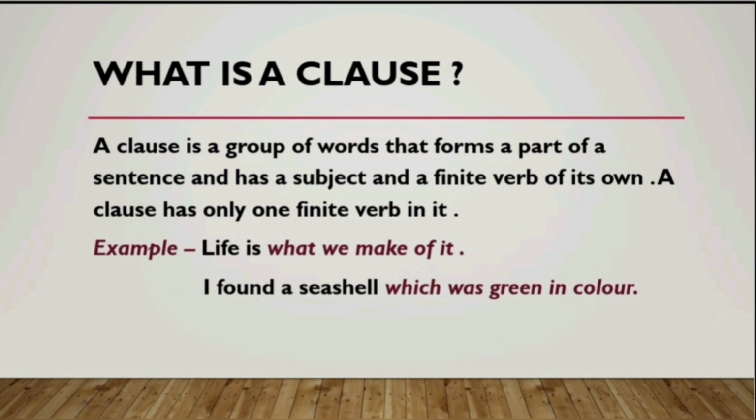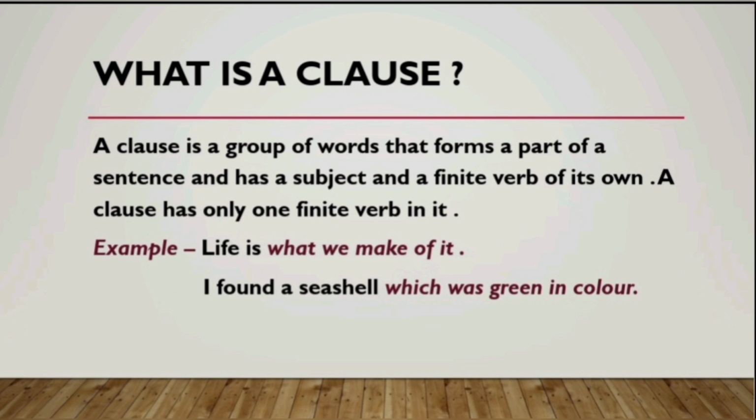So finite verbs are those verbs which change according to number or gender and the tense of the verb. And there is only one finite verb in a clause. There is not more than one finite verb in a clause. So basically, a clause is a meaningful group of words and it forms a part of a sentence. It has a subject, that is, a doer of the action, and it has a finite verb. And how many finite verbs can it have? It can have only one finite verb.